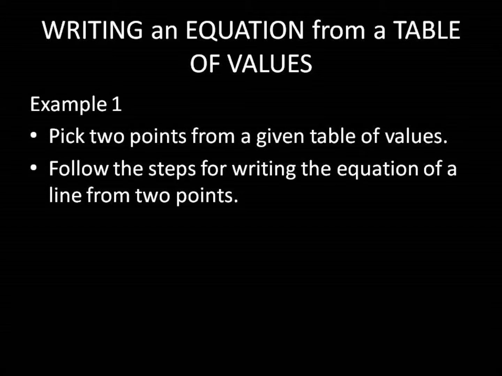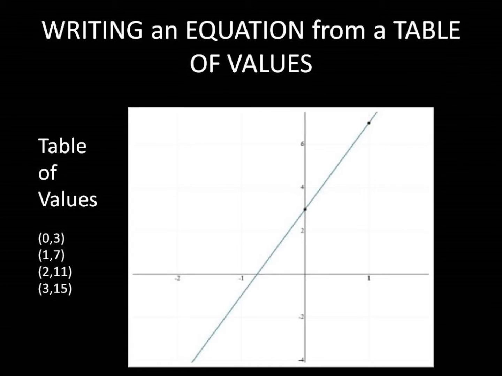Example 1. Pick 2 points from a given table of values and follow the steps for writing the equation of a line from 2 points. In our given table of values, our points are (0, 3), (1, 7), (2, 11), and (3, 15).